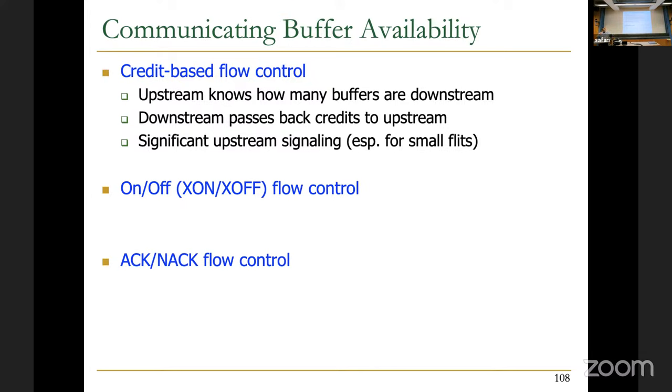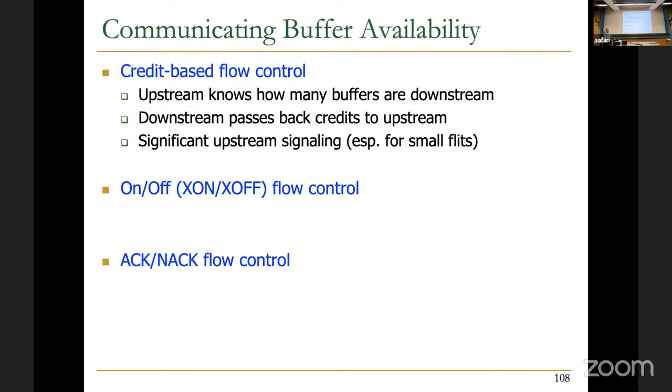Another flow control can be on and off flow control. Basically, it's not flexible. You just say on, meaning that you can send packets, or off, meaning that you cannot send packets. So the upstream router should wait when it receives the off signal from the downstream router.